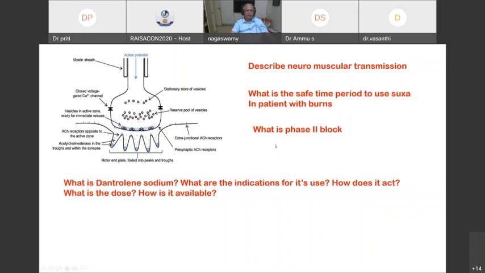Our theory needs to be refreshed badly. To block, there is a same. What is dantrolene sodium? What are the implications? Dantrolene sodium is used for malignant hyperthermia.